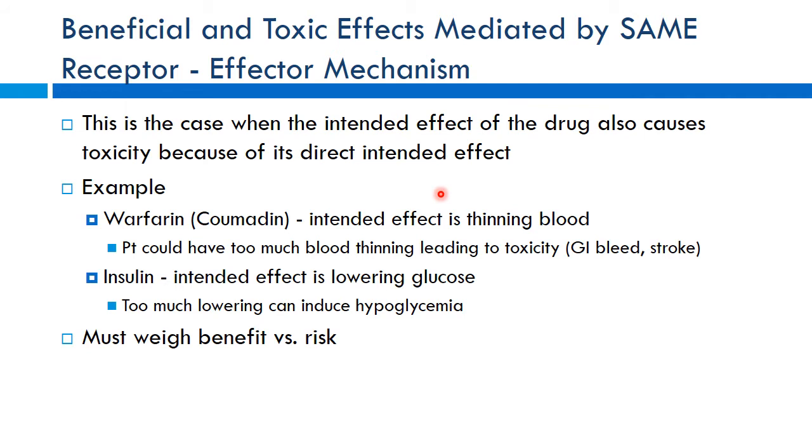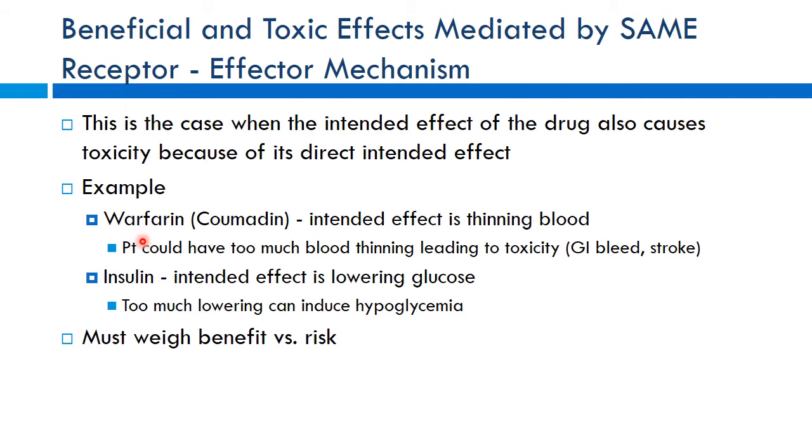So the first ones we'll talk about are the ones that have side effects through the same mechanism that the drug has. A lot of times we're looking at the dose that we're giving to make sure we're targeting the beneficial effects without hitting the toxic effects. It's very easy for those to end up blending. A good example of this is warfarin, otherwise known as Coumadin. We mentioned in a previous lecture that it's a blood thinner, helps to prevent clots from forming.